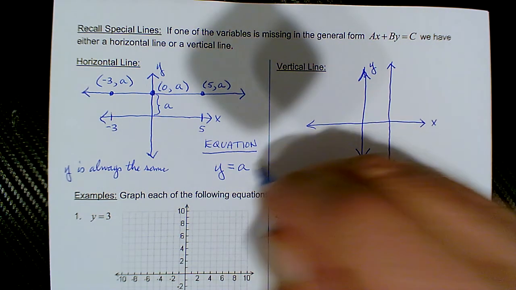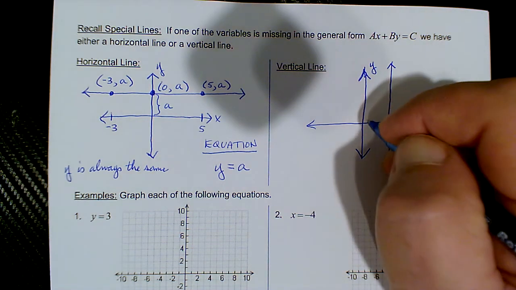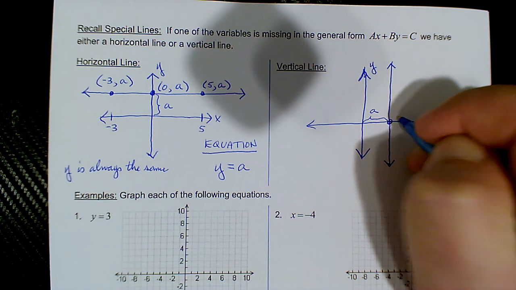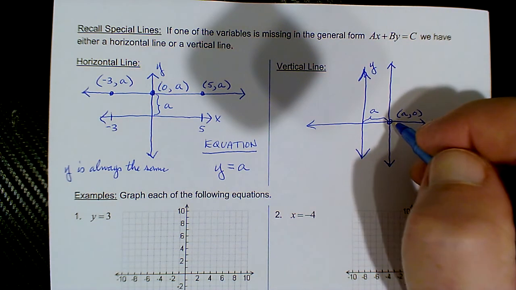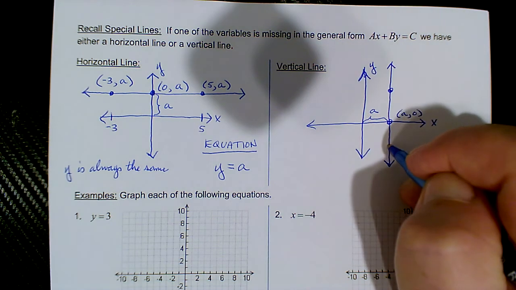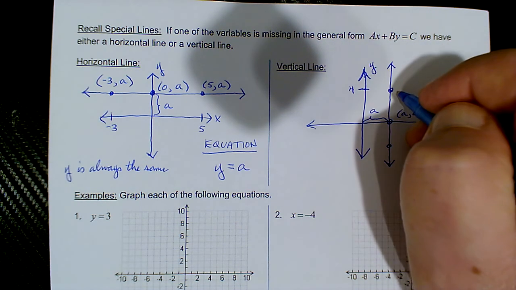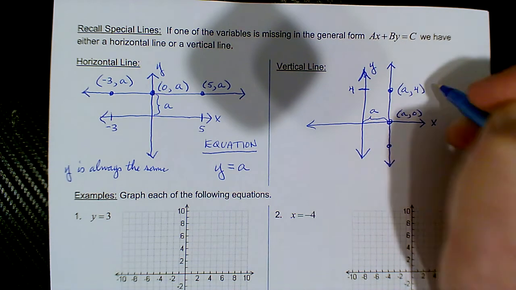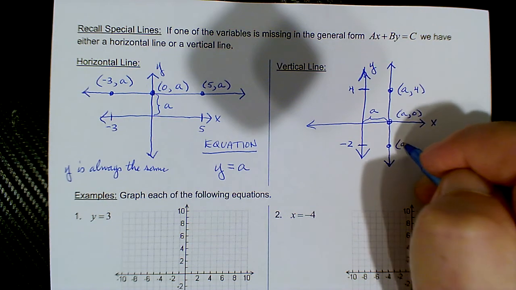I should have actually chosen B for the value, but we'll choose A again here. This would be the point (a, 0), and no matter which point you pick, above, below, it doesn't matter. Let's say this is where y is 4. Then to get to that point, I'd have to first move a in the x and then 4 in the y. And let's say this point were -2. Then I'd move a in the x and -2 in the y.